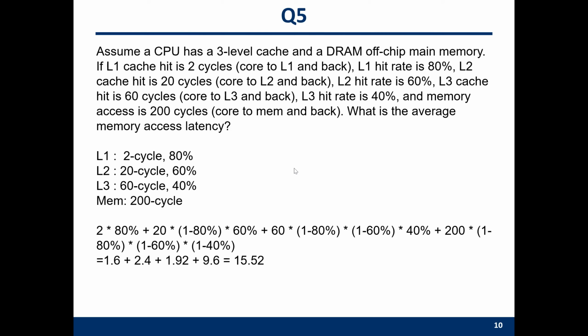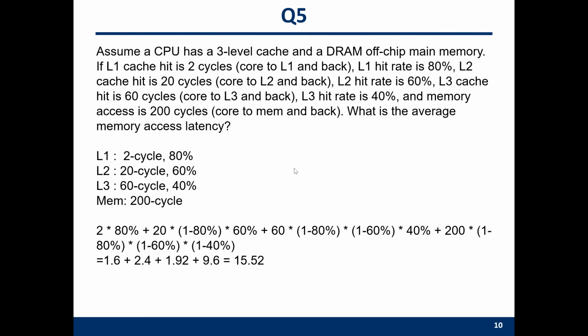Because in this question, we have 3 levels of cache. If you have a miss in the L1, you will go to L2. If you have a miss in the L2, you will go to L3. If you have a miss in the L3, you will go to the memory. So eventually the memory will serve all the misses in the cache.